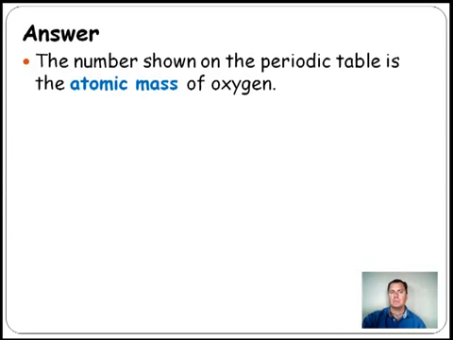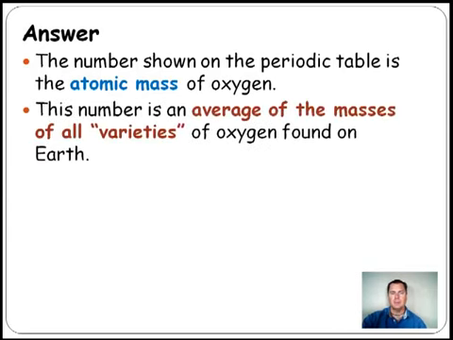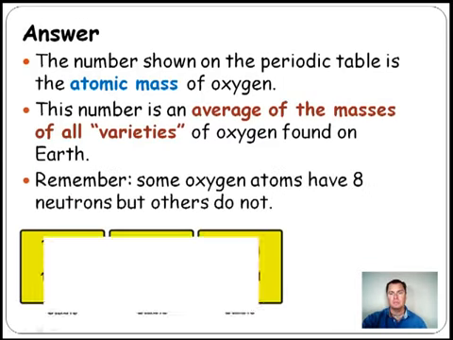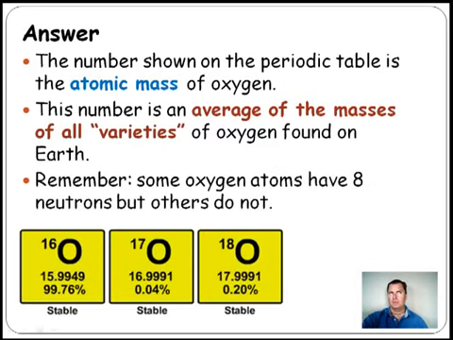Okay? Remember, atomic mass is an average of the masses of all varieties of oxygen found on Earth. So looking at all the isotopes. Okay? Remember, oxygen has 3 common isotopes. So in order to give an atomic mass for the periodic table, we have to average these three variations together to get what we call the weighted atomic mass.